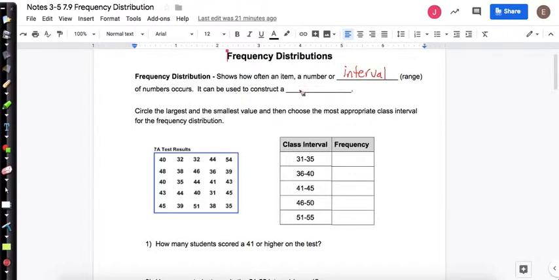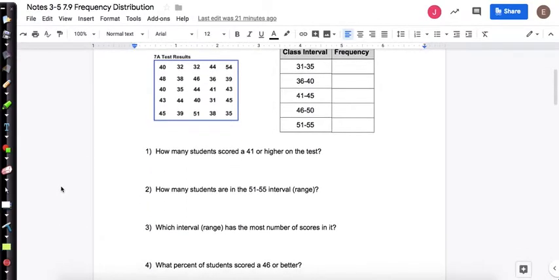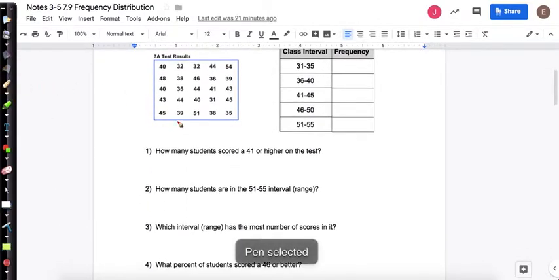A frequency distribution can be used to construct a histogram. And a histogram is like a bar graph, and we will learn that in a future lesson. So the directions here say circle the largest and smallest value and then choose the most appropriate class interval for the frequency distribution. Well, I've already made the intervals for you, okay? But if I hadn't, then we would use the smallest and the largest to help us do that. So the smallest is 31 and the largest is 54.